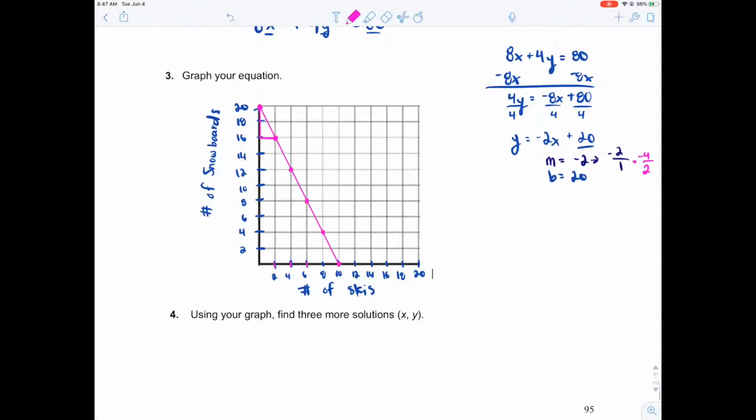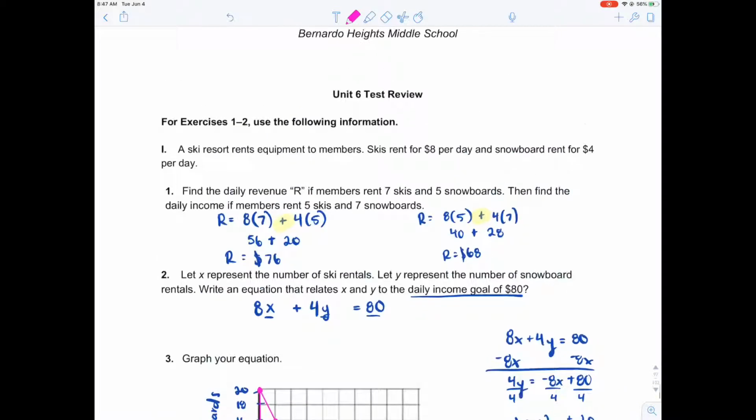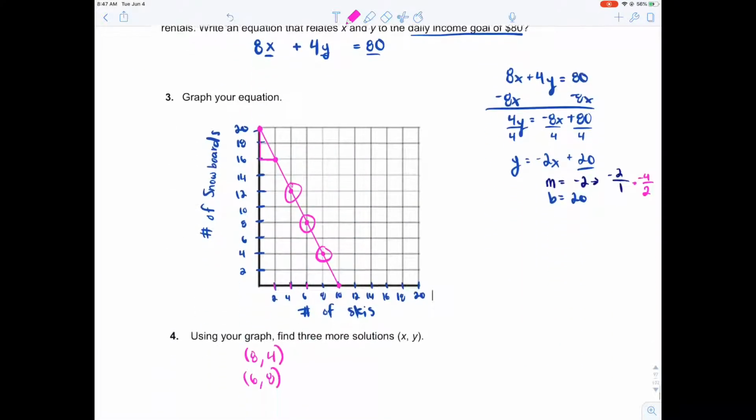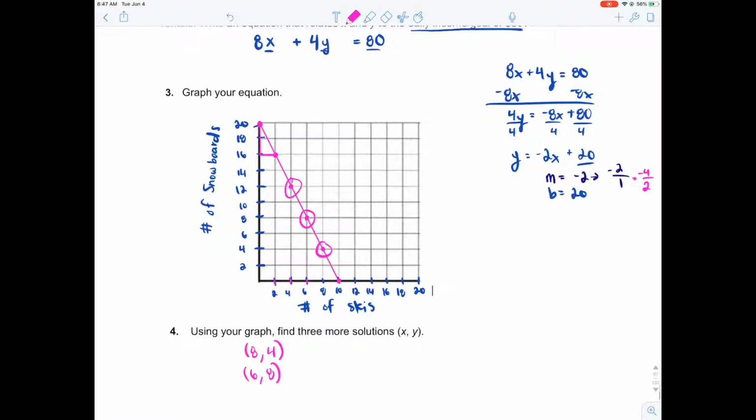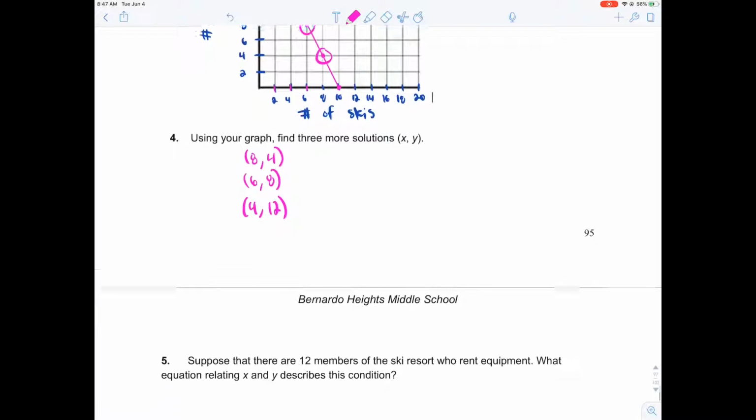So using my graph, I'm gonna find 3 more solutions to this equation. So I'm just gonna find some more points on this line. So I see (8, 4). I see (6, 8). And then I see (4, 12). And there we go. All right, let's keep going.